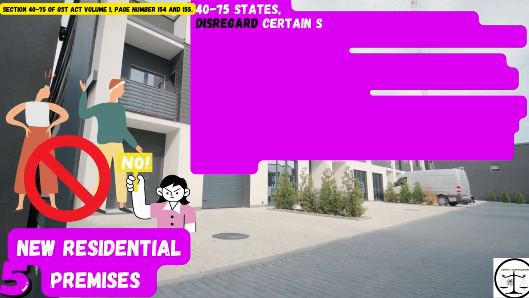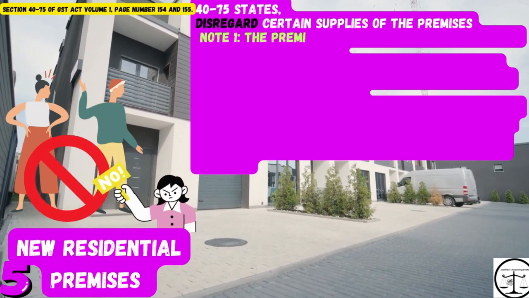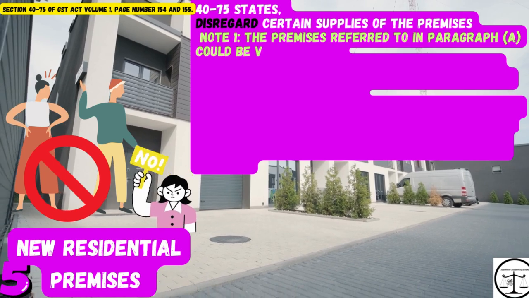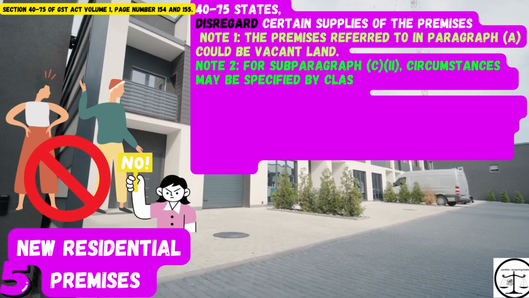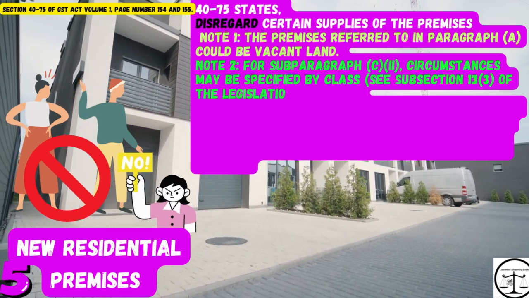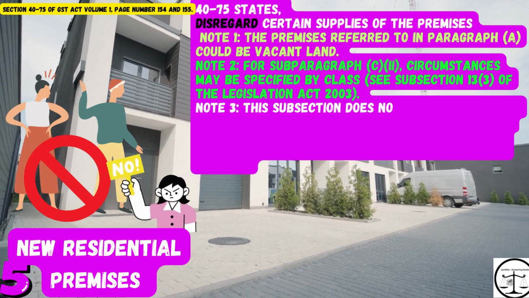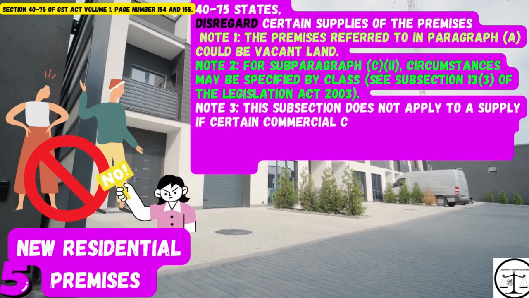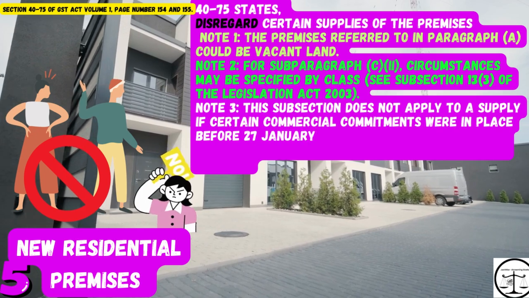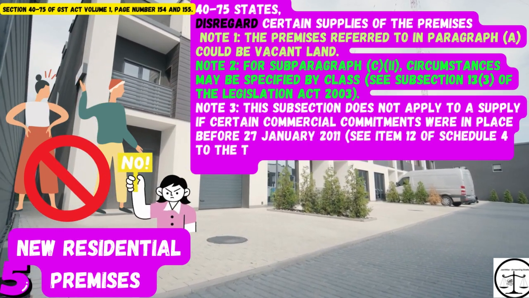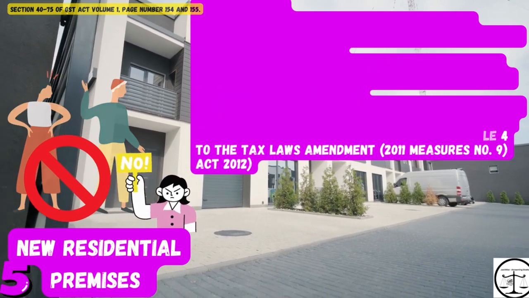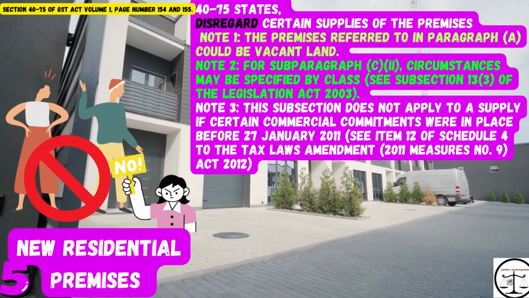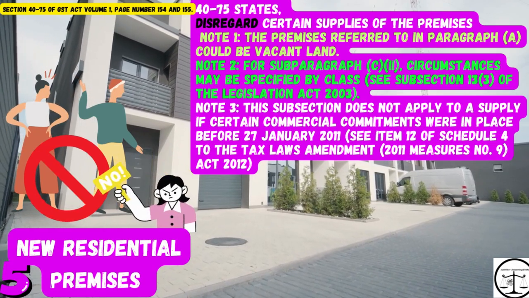Note 1: The premises referred to in paragraph (a) could be vacant land. Note 2: For subparagraph (c)(ii), circumstances may be specified by class, see subsection 13(3) of the Legislation Act 2003. Note 3: This subsection does not apply to a supply if certain commercial commitments were in place before January 27, 2011, see item 12 of Schedule 4 to the Tax Laws Amendment (2011 Measures No. 9) Act 2012.